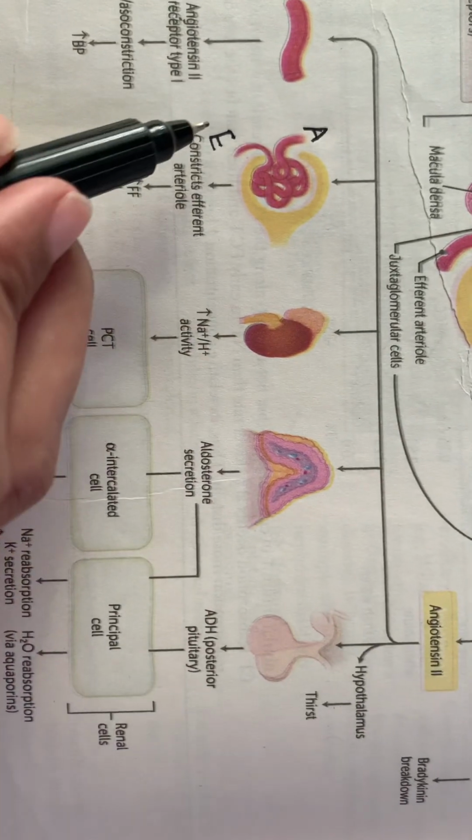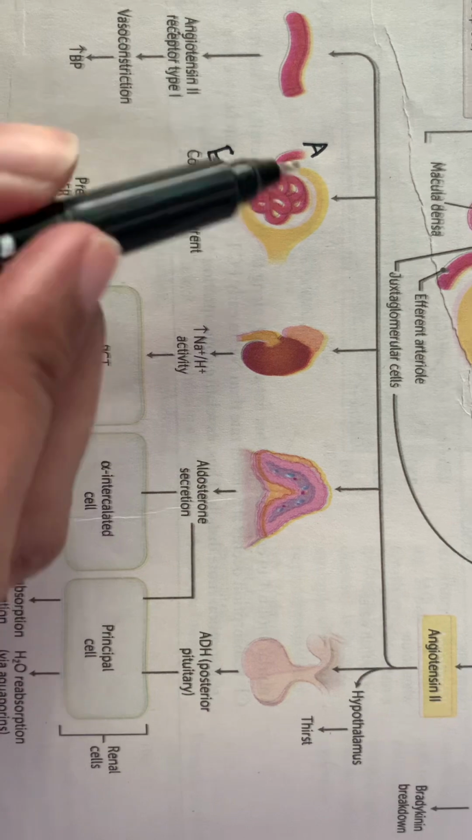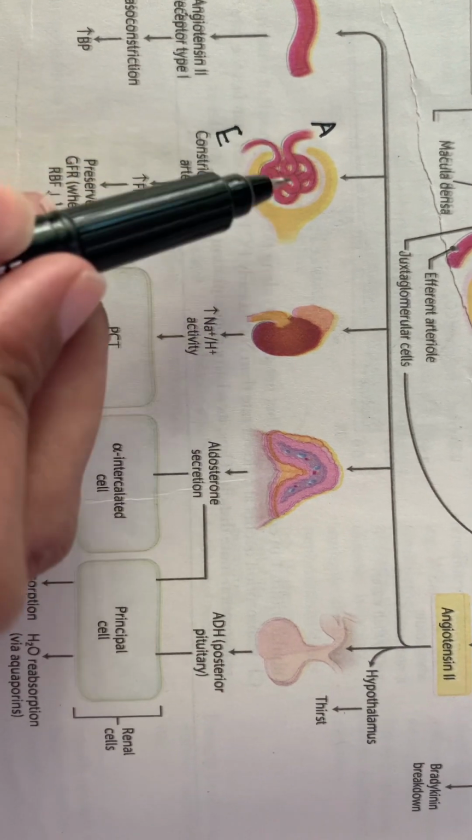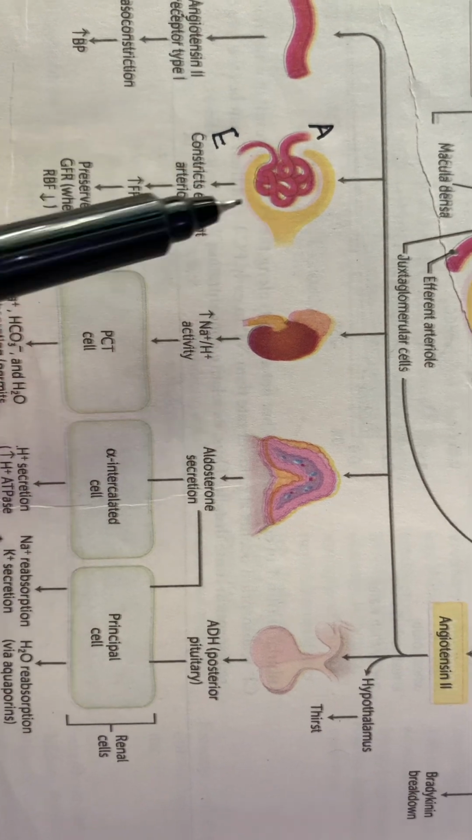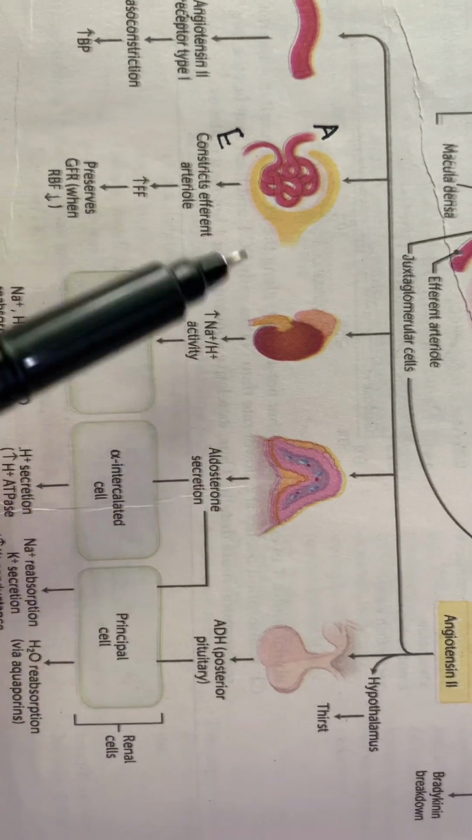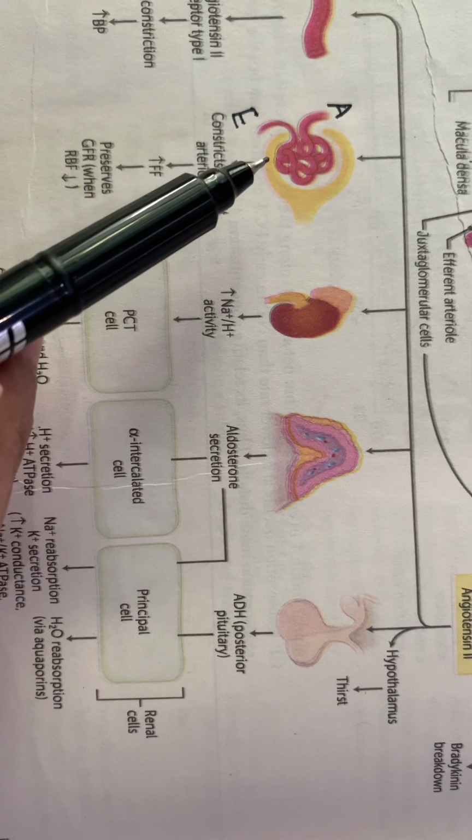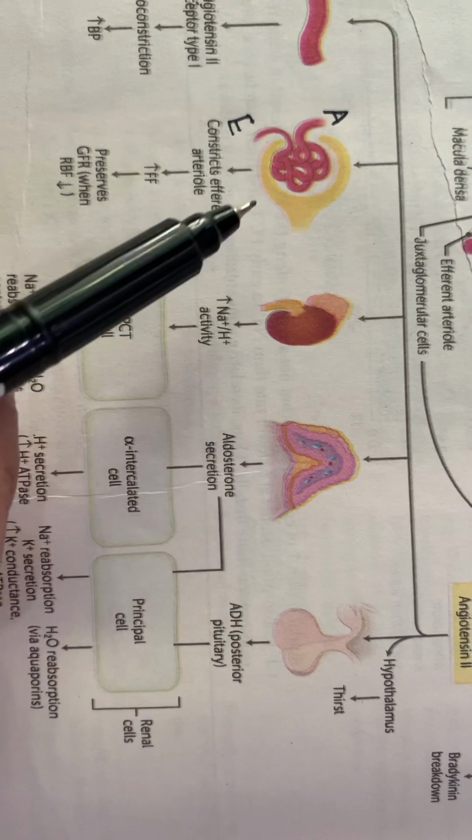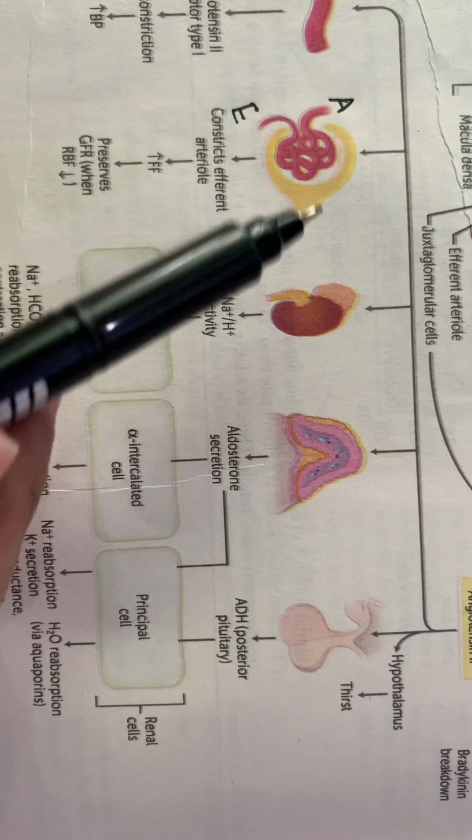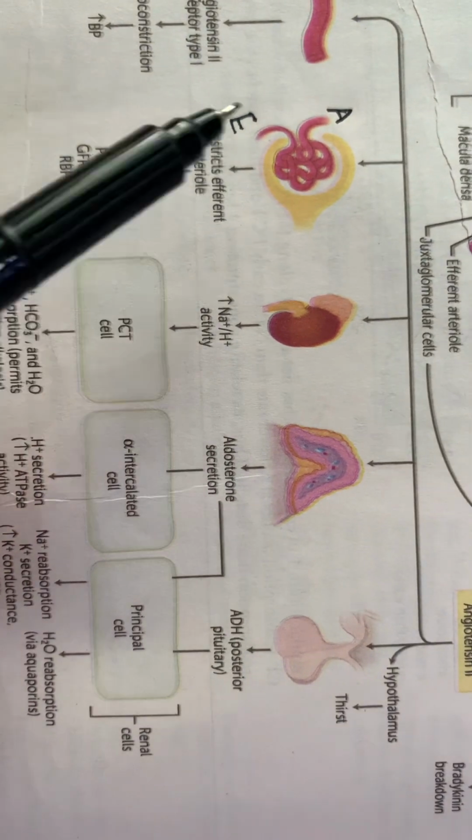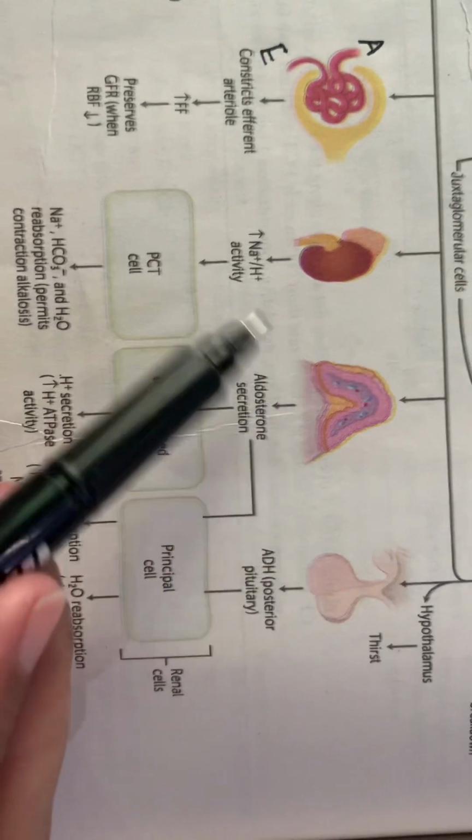So it constricts the efferent arteriole so that filtration increases, fluid flow increases, and there is preservation of the renal blood flow. But it also regulates the sodium chloride reabsorption through the distal convoluted tubule. So blood volume and sodium chloride are also preserved by this method.